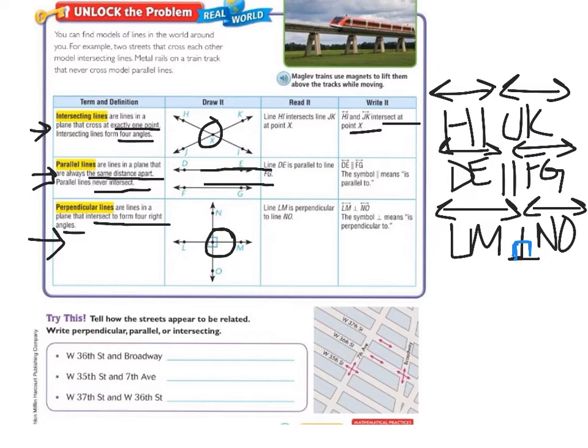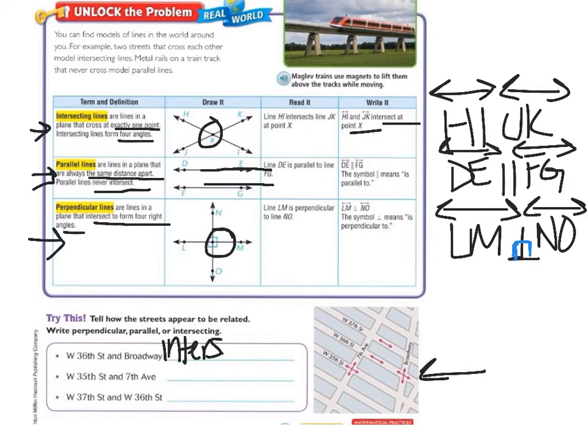Okay, fourth graders, try this. Tell how the streets appear to be related. Write perpendicular, parallel, or intersecting. So let's look at 36th Street and Broadway first. So that's this intersection over here. Now I can definitely see that it's an intersection because 36th Street and Broadway do touch at one point. So I'm going to write that they're intersecting lines.